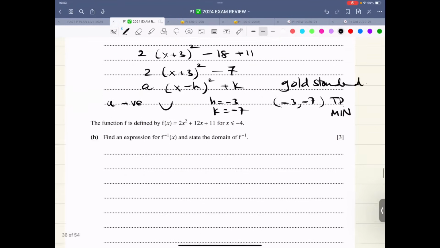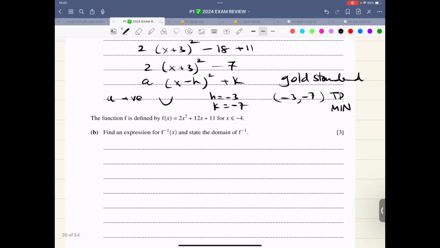Now the next part, it says find an expression, sorry, the function f is defined by such and such for x less than or equal to -4. Now the thing is, it's about less than or equal to -4. Now keep in mind, the turning point, which is this thing, (-3, -7), is somewhere over here.